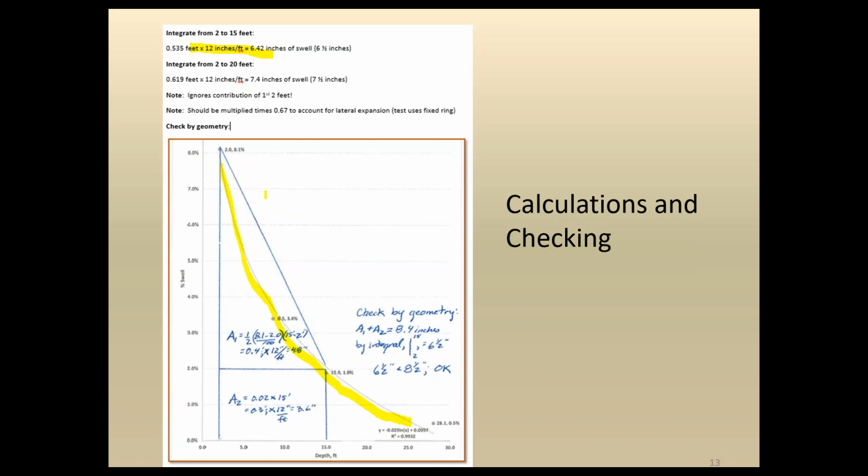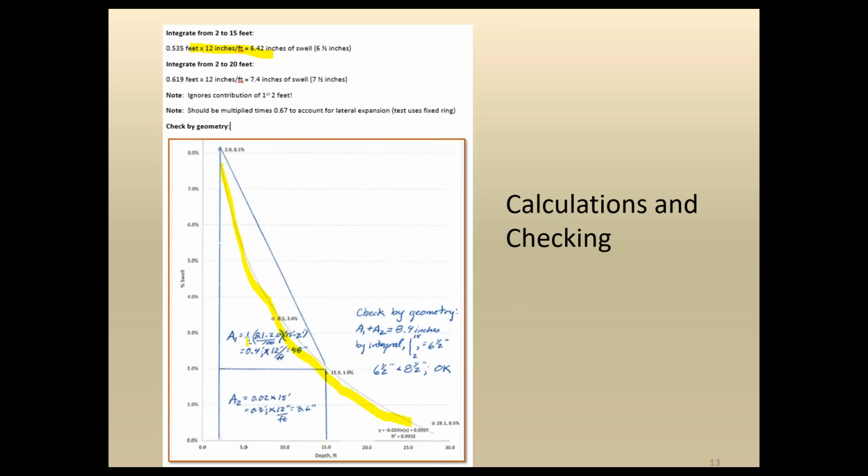so that it's not just a number being put in a black box and not sure what's done, or whether the results are accurate. A quick check by geometry can be done. So in this case, we've simplified by just doing a triangle for this area and a rectangle for this area here under the curve from the 2 to 15 feet.